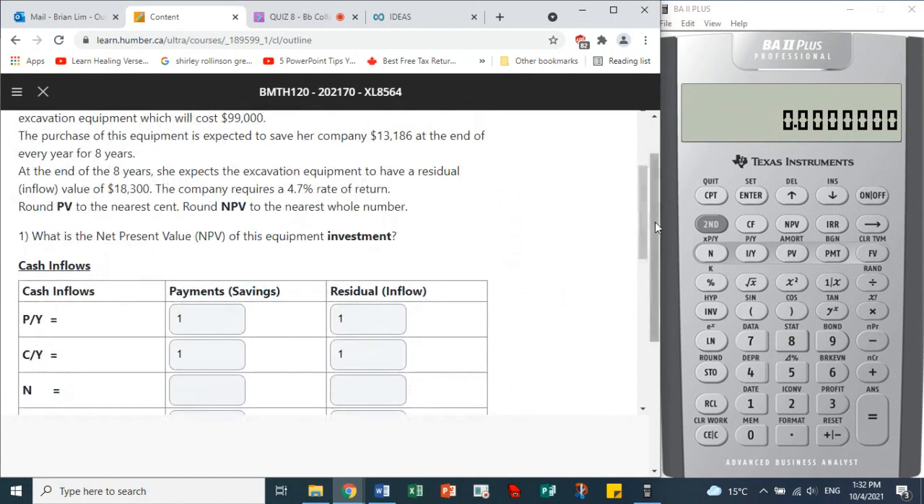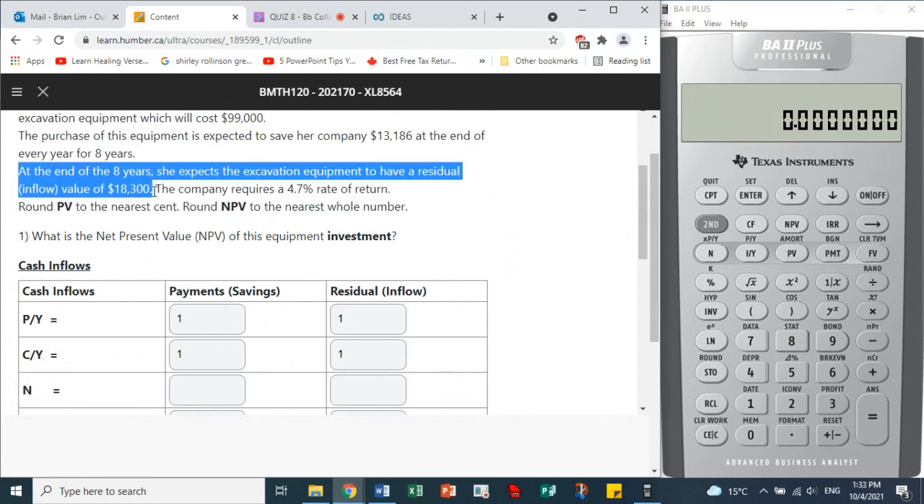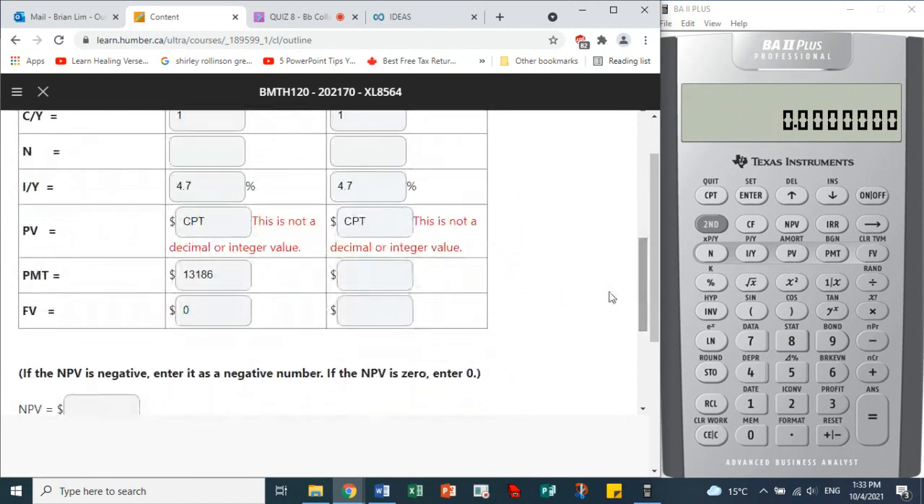All right, but let's look now. We can address the residual flow. You're probably wondering what is $18,300. That is at the end of 8 years. That's 8 years in the future. The residual value would be 18,300. So this column here was designed for that, and it is a future value of 18,300.